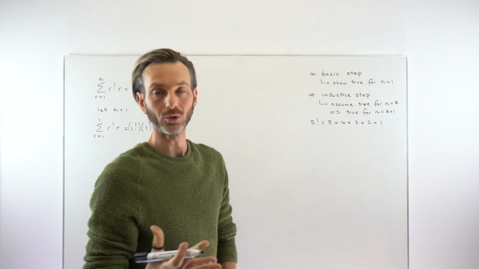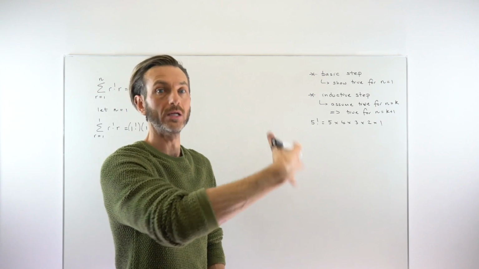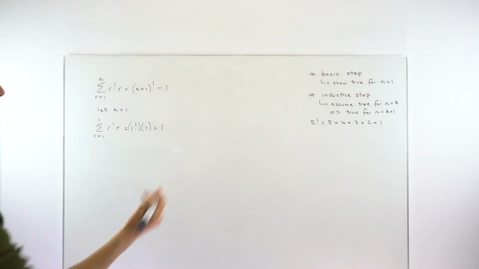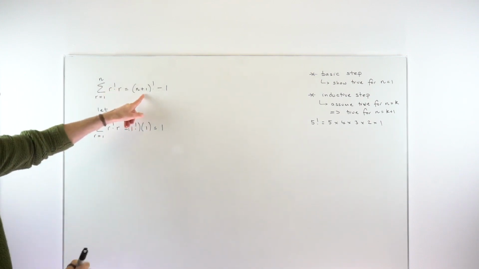In general, n factorial is n times n minus 1 times n minus 2, all the way down to 3 times 2 times 1. So it's capturing all the numbers below it. So that there would be the left-hand side. We want to show that's equal to the right-hand side.